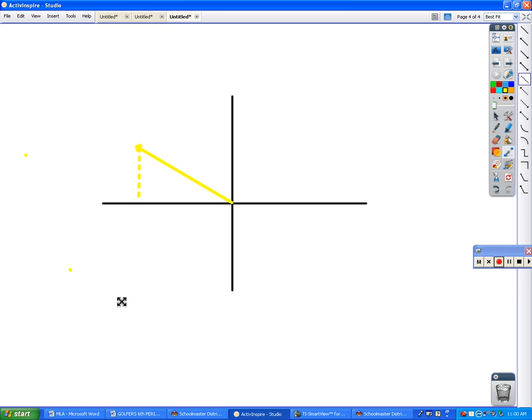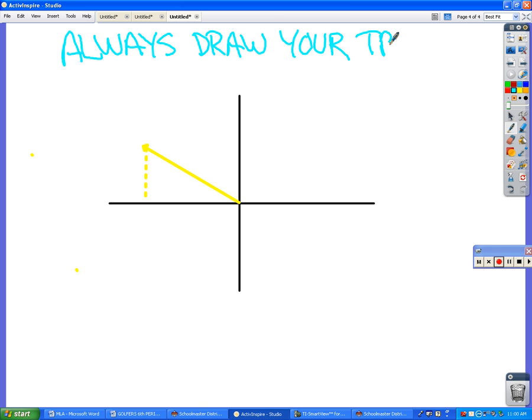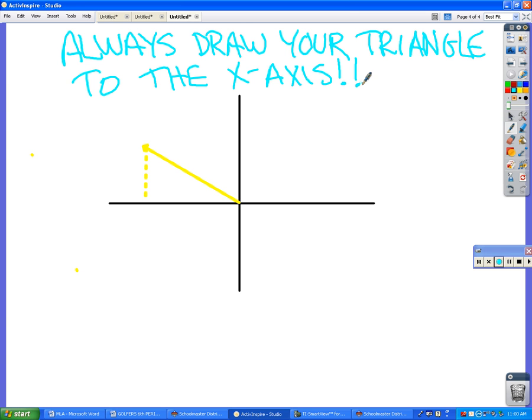Now the most important thing when we work through this stuff, and I will write it in capital letters: always draw your triangle to the x-axis!!! What I mean is you could also make a right triangle by going that way, right? We're never going to do that. We're always going to the x-axis, okay? That's a common mistake, and it will help you if you avoid it.